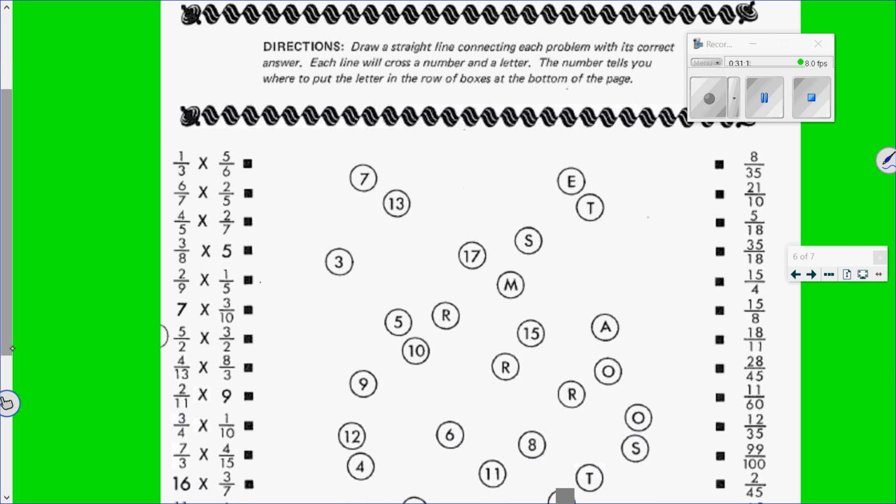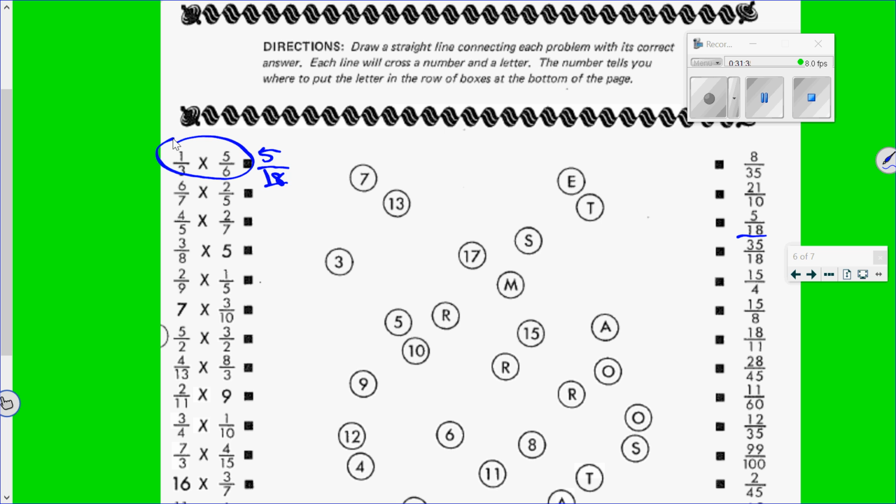Okay, this one should be really simple, guys. On this side, all you need to do is the math. So I do 1 times 5 is 5. 3 times 6 is 18. Don't worry about reductions on this side. On this side over here is your answers. So now on this side, I found 5/18. On this side, I need to find 5/18.